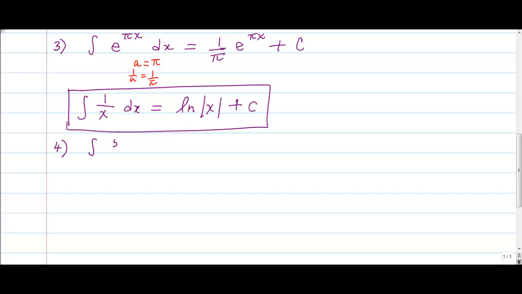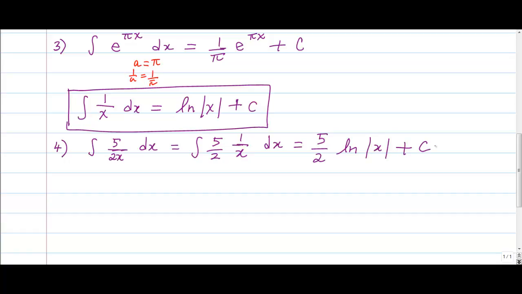So the integral of 5 over 2x dx. We can break this up as 5 over 2 times 1 over x dx. Remember, the x is on the bottom. Anytime you have x on the bottom, you have to use the natural log. So this is 5 over 2. Leave the constant multiple alone. Natural log of x plus c.